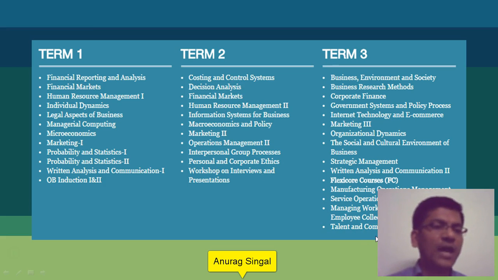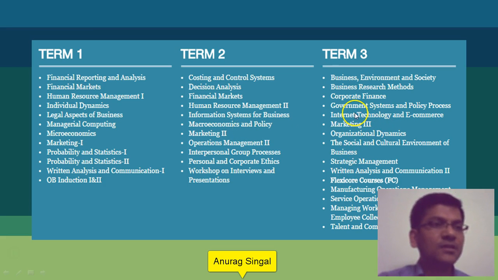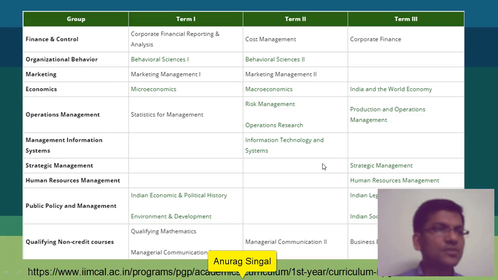So a host of subjects. The idea here is to equip you with a broad understanding of any subject, so that the idea is to equip you with the concepts so that you can run a company. You do not have to become an expert in financial reporting. You do not have to become an expert in macroeconomics. You do not have to become an expert in government systems and policy processes, but you need to have a very broad overview. So that's where this whole thing changes. In the second year again, you have specialization. You can take 3 electives on business policy or 4 on economics, and a lot of people become entrepreneurs, and so entrepreneurship is a compulsory course now on.